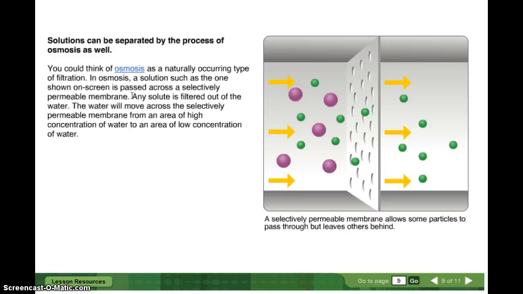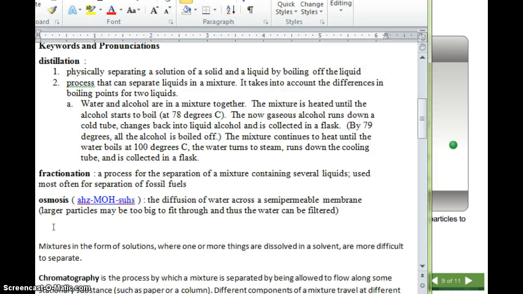The water will move across the selectively permeable membrane from an area of high concentration of water to an area of low concentration. A selectively permeable membrane allows some particles to pass through, but leaves others behind. In other words, the purple ones have to stay on this side because they are too big to fit through the membrane. And I added to the note larger particles. I went back up to the keywords and pronunciation. Larger particles may be too big to fit through, and thus the water can be filtered.